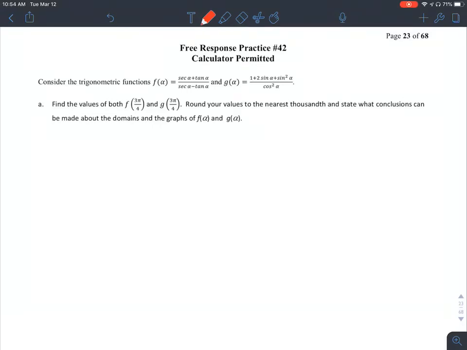This is pre-AP Precalculus. This is free response practice number 42. You're allowed to use a calculator. Consider the trig functions f of alpha and g of alpha. Find the values of both f of 3/4 pi and g of 3/4 pi. Round your values to the nearest thousandth and state what conclusions can be made about the domains and the graphs of these functions.